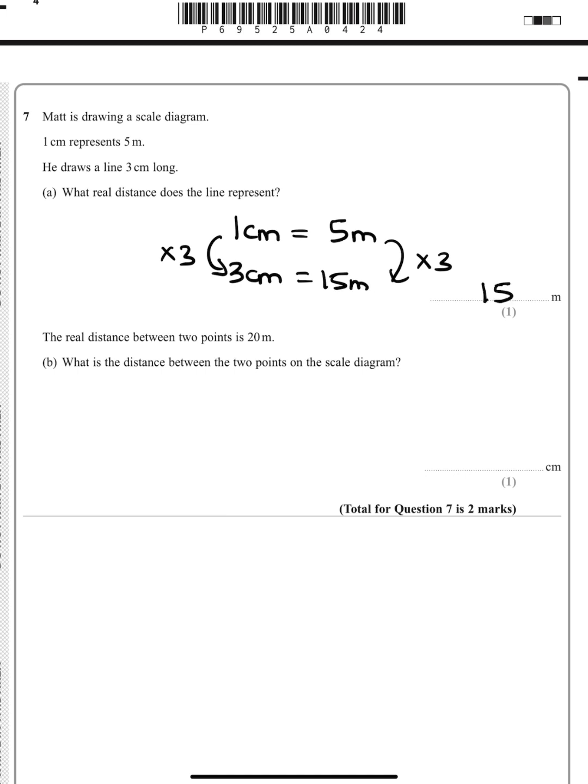Now it says the real distance between 2 points is 20 metres. What is the distance between the 2 points on the scale diagram? So again, using the conversion that I'm aware of, 1 centimetre is equal to 5 metres. And I've now got a 20 metre real distance. So that's going to go underneath the 5. And then I know that 5 times 4 is 20. So I'm going to work out 1 times 4, which is 4 centimetres. So that is what the distance on the map would be representing.